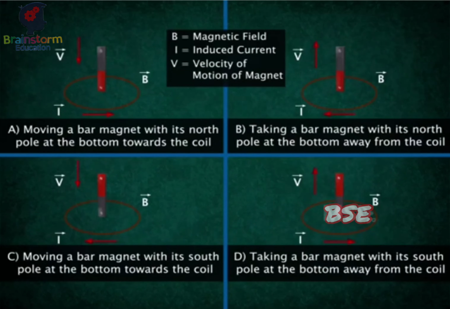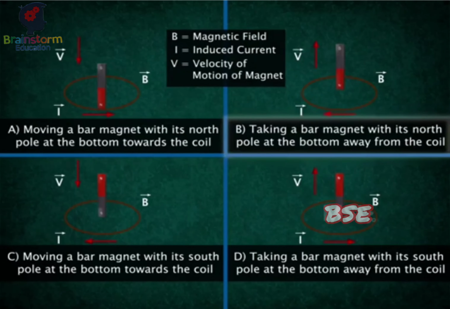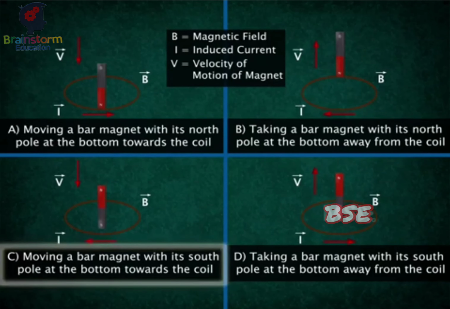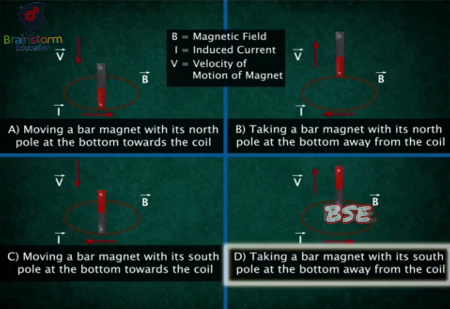Let's summarize the various situations possible for induced current. Watch the direction of the current induced in all these cases. Moving a bar magnet with its north pole at the bottom towards the coil. Taking a bar magnet with its north pole at the bottom away from the coil. Moving a bar magnet with its south pole at the bottom towards the coil. Taking a bar magnet with its south pole at the bottom away from the coil.